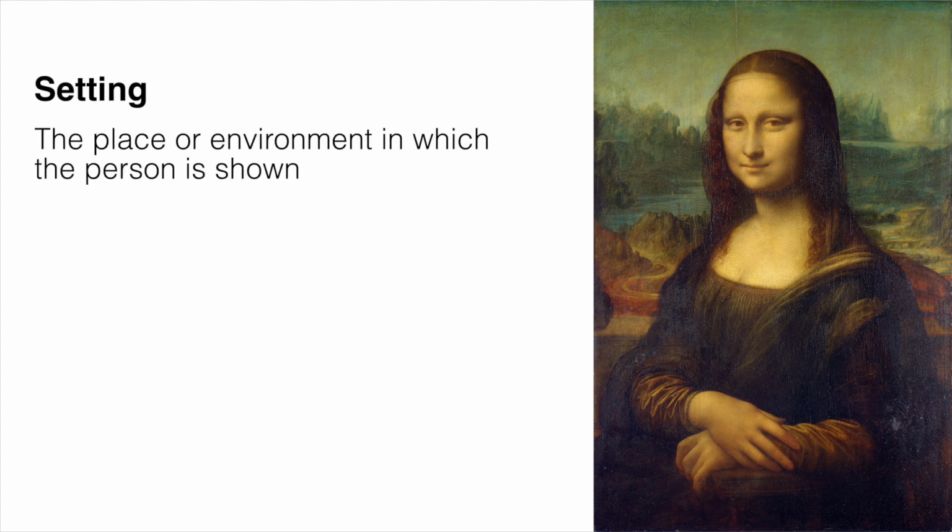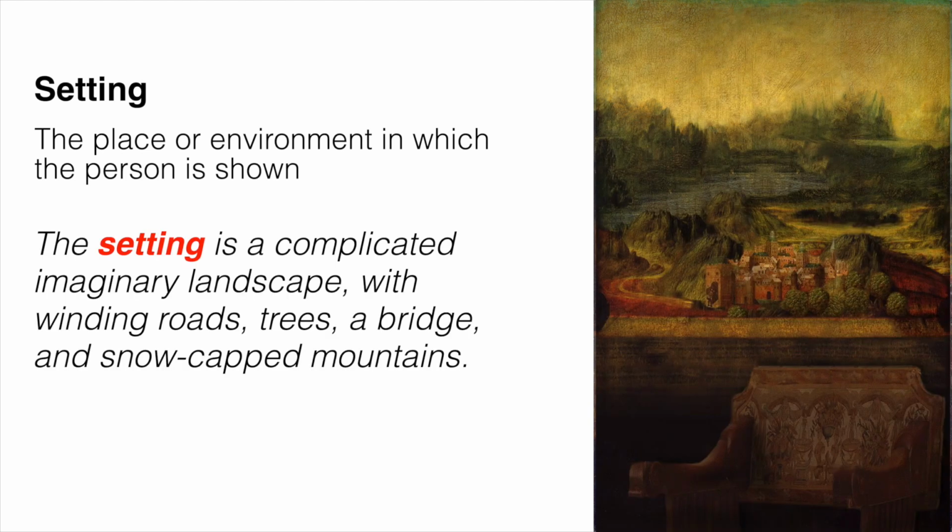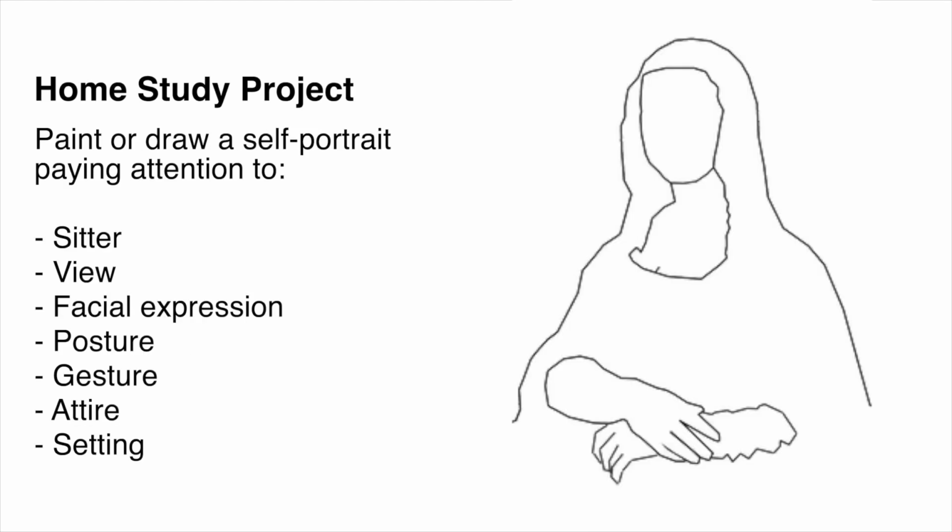The setting is the place or environment in which the person is shown. What is the setting in this portrait? The setting is a complicated imaginary landscape with winding roads, trees, a bridge, and snow-capped mountains. For home study, I recommend you paint or draw a self-portrait. And make sure you can talk about your portrait using all the key words in this video.